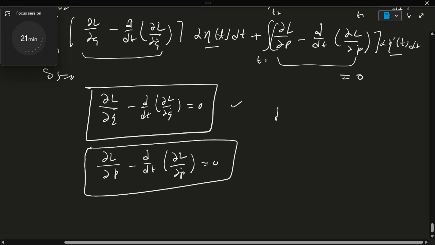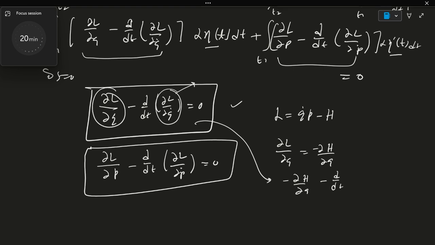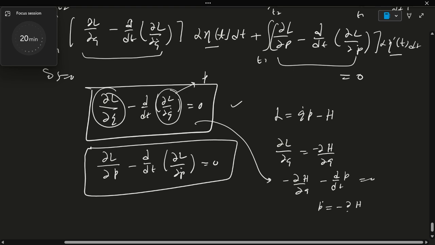Now what is the L? L is equal to q̇p minus H, right? So what is your ∂L/∂q? ∂L/∂q is minus ∂H/∂q. I'm putting the value of this minus d/dt, and ∂L/∂q̇ is what? p, equals 0. So ṗ equals minus ∂H/∂q.